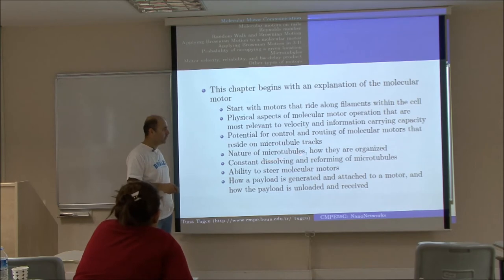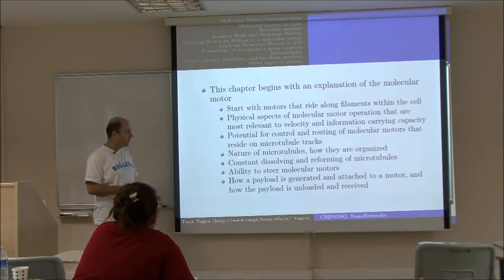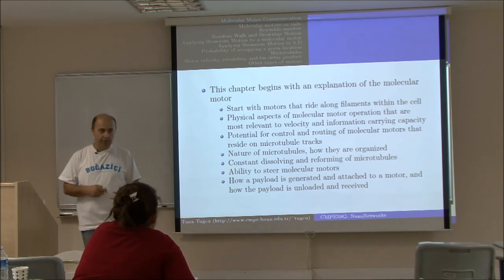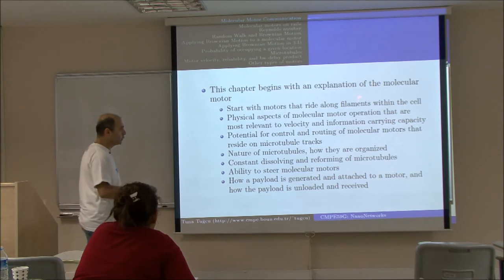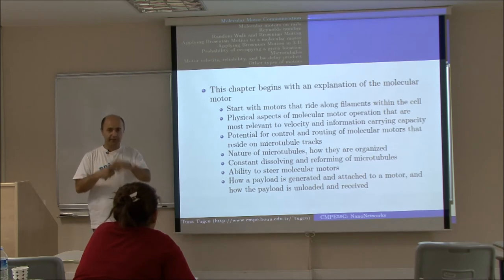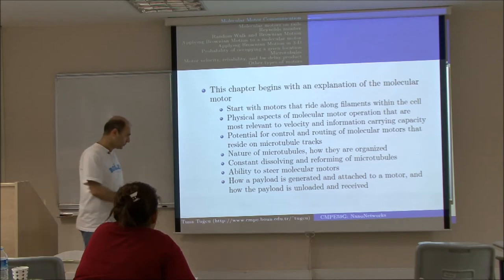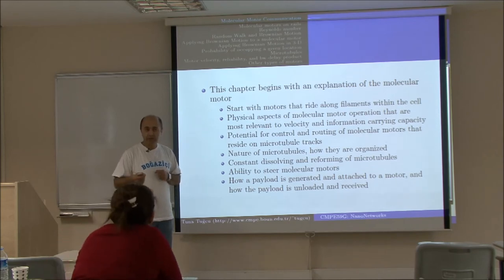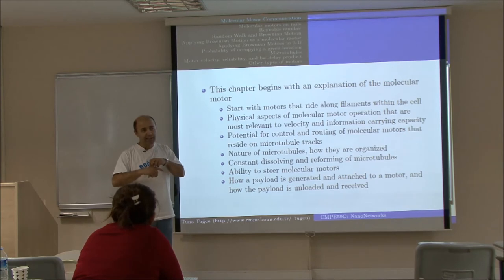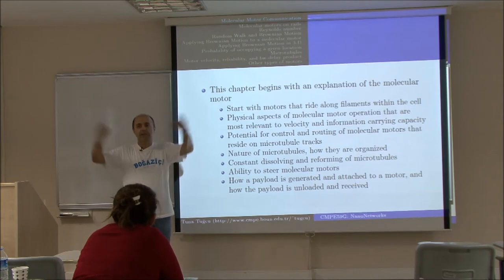We look at the nature of the microtubules and how they're organized. We'll talk about the constant dissolving and reforming of microtubules. This item is important. This explains why microtubules actually need to be inside the cell. These microtubules, which constitute the filaments inside for the walking path of these molecular motors, are typically dissolving all the time, which means you start walking on a path and one end of the path starts dissolving, because the molecules that constitute this filament break apart from each other.